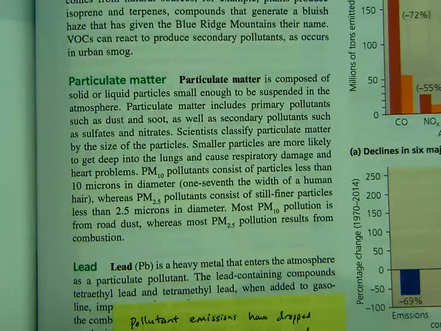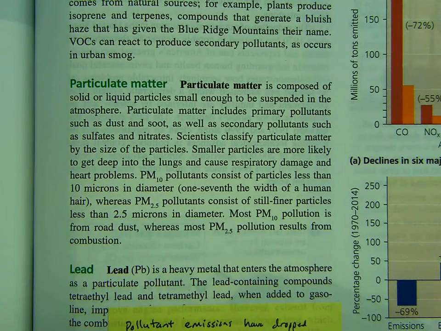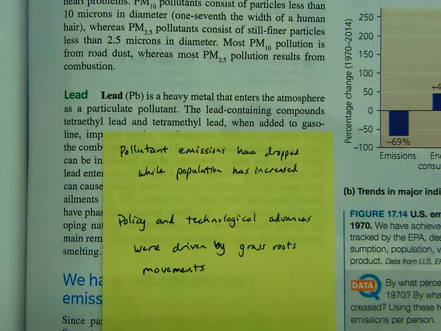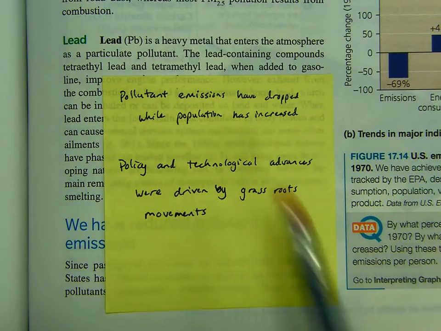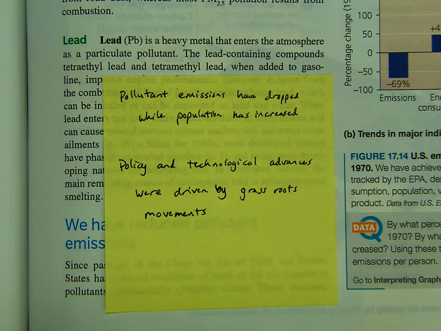Now, particulate matter, that's what we're actually going to start testing for today. Basically just things that are in the air, dust and soot and pollen and dander and stuff like that. Then lead, we obviously got lead at the bottom. The thing I'm talking about here is that pollutant emissions have dropped while population has increased, which you can think of almost as a success story. The policy that was enacted, like the Clean Air Act, as well as technological advances, were driven by grassroots movements. People were legitimately mad that the air quality in their neighborhood was bad, and they pushed the EPA and the government to do something about it.